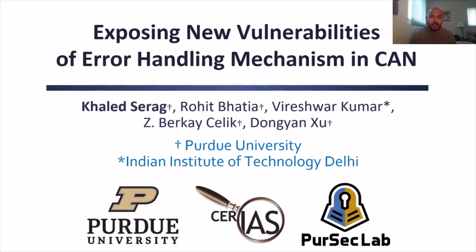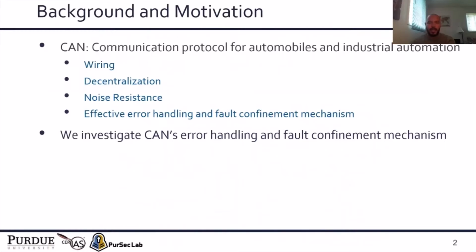Today I'll be presenting our paper exposing new vulnerabilities of the error handling mechanism in CAN. CAN has established itself as the main internal communication medium for vehicles. While initially its main goal was to reduce the amount of wiring required for communication on a vehicle, features such as decentralization, noise resistance, error handling, and fault confinement all made CAN the go-to choice for automotive manufacturers. Thanks to CAN, vehicles are now called computers on wheels.